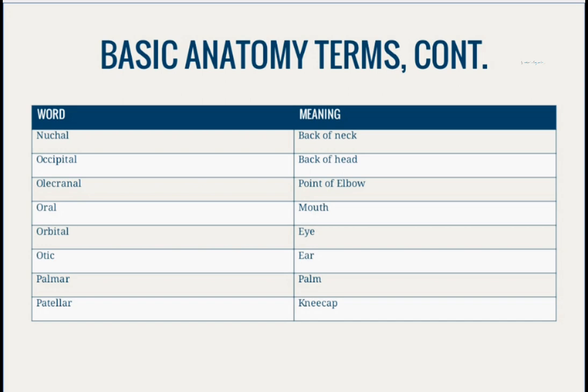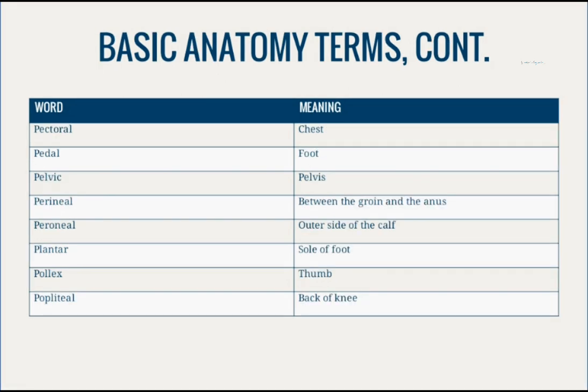Nuchal, back of neck. Occipital, back of head. Olecranal, point of elbow. Oral, mouth. Orbital, eye. Otic, ear. Palmar, palm. Patellar, kneecap. Pectoral, chest. Pedal, foot. Pelvic, pelvis. Perineal, between the groin and the anus. Peroneal, outer side of the calf. Plantar, sole of foot. Pollex, thumb. Popliteal, back of knee.